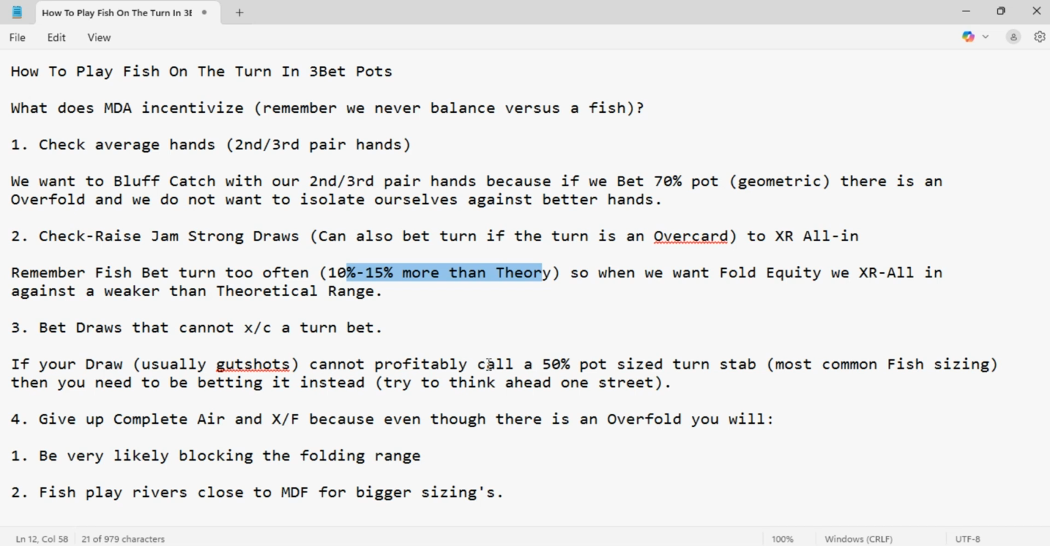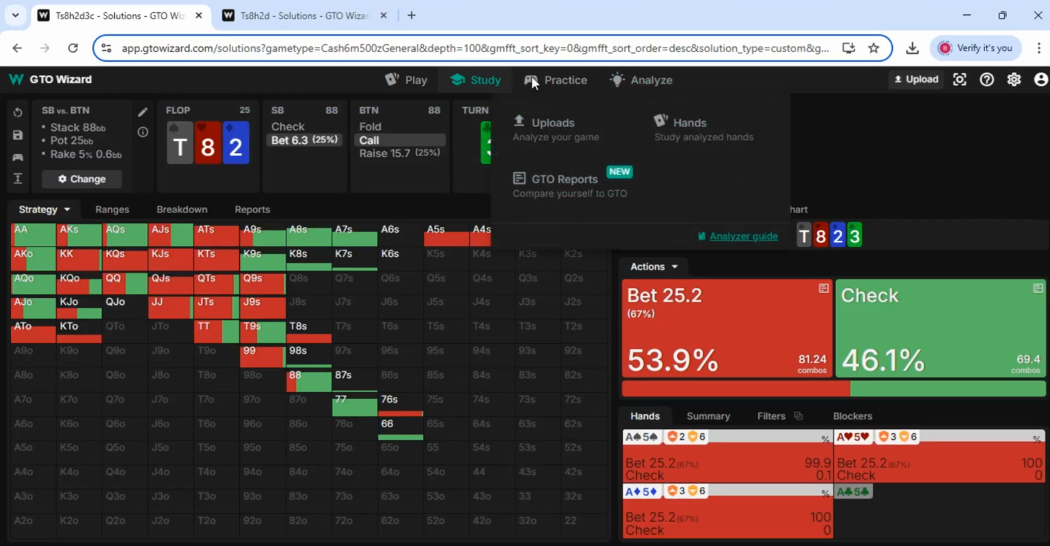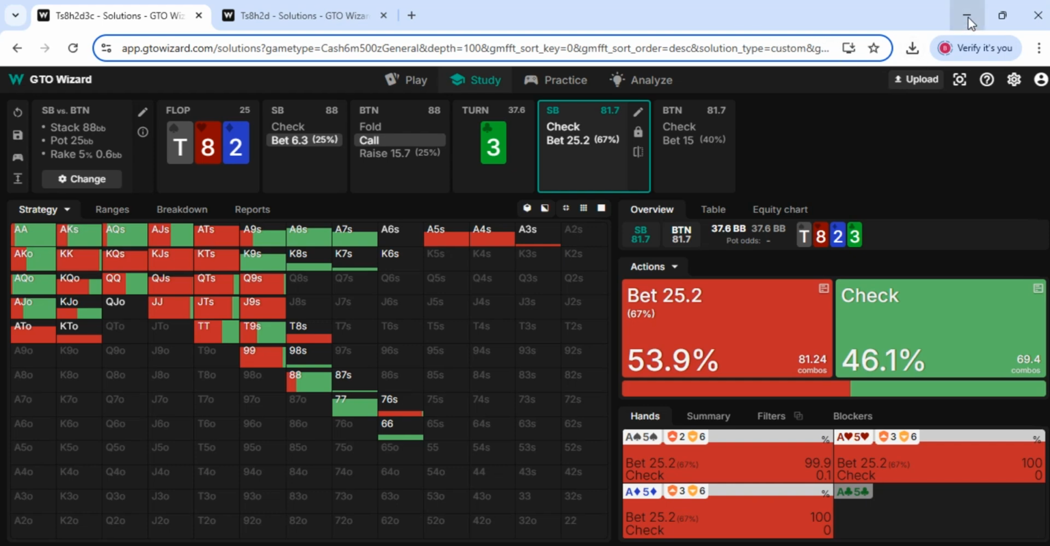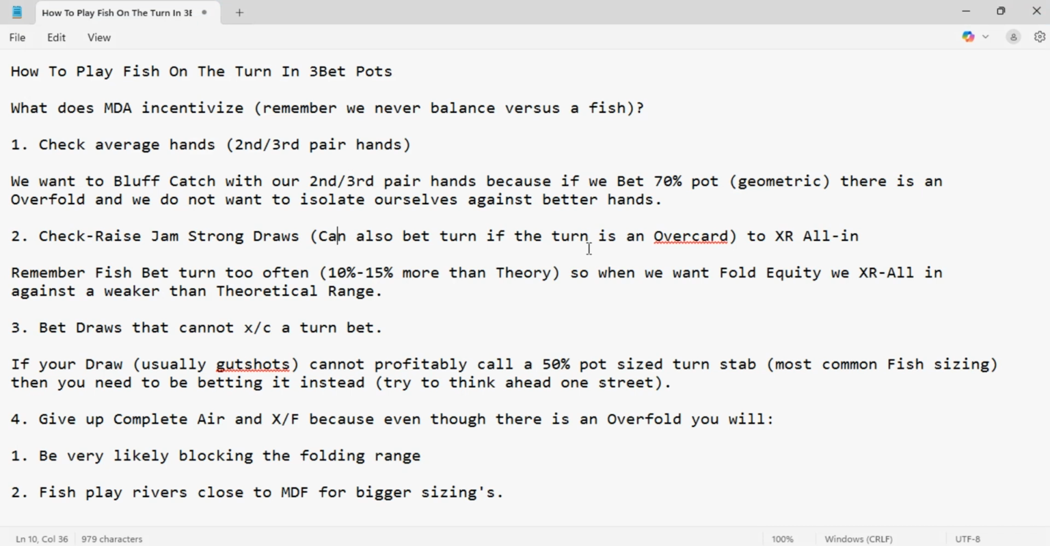So let's do a recap. We know on the flop we are going to be ranging. We don't want to be checking because the fish are going to stab around GTO percentages, but they stab too big. We can't call a 50% size stab with a lot of our range, so we need to be taking the initiative. Once we range on the flop, we get to the turn. We want to check bluff catchers like second and third pair. We also want to check raise jam strong draws because they stab on the turn 10 to 15% more than theory. If you have a hand like Queen Jack suited on a 10-8-2-3 board, bet on the turn because you cannot call a 50% stab. And finally, if you have air on the turn, just check fold and give up, because you're probably blocking the folding range, and in the call line, fish play rivers close to MDF for bigger sizings.